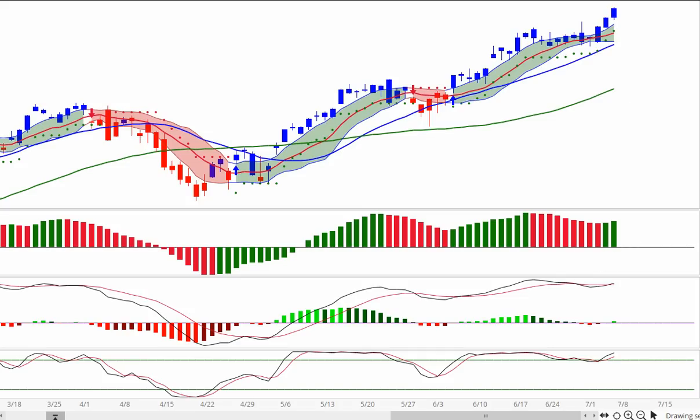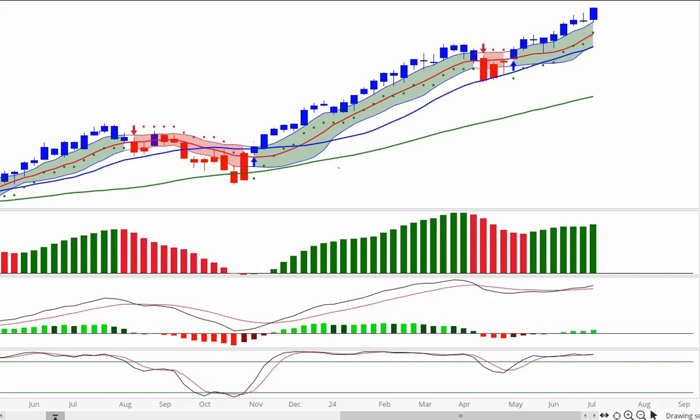Pay attention to these divergences that are forming on the awesome oscillator and the MACD, also the stochastic. I'm here again. We've got that massive divergence on the awesome oscillator and the MACD in the weekly time frame. Again, we had the topping tail, no confirmation.